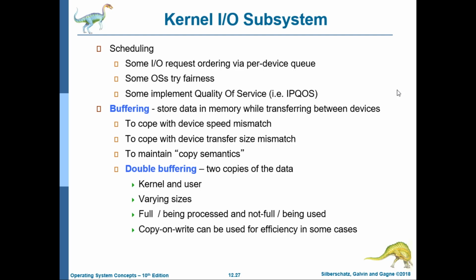And then for buffering, double buffering can also be implemented, so there are two copies of the data. It can be used in kernel and user mode. It has varying sizes, and can be full or being processed, and not full or being used. Copy on write can be used for efficiency in some cases. Copy on write was already discussed in the previous chapters.